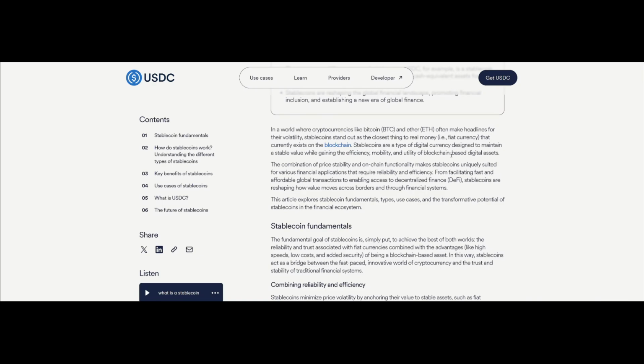You don't make money on these unless you're getting a yield because you're farming it or you're storing it with a company, right? And then they pay you a yield because they're going to loan that money out to people that need loans. That's another story. That's another video. The combination of price stability and on-chain functionality makes stablecoins uniquely suited for various financial applications that require reliability and efficiency, from facilitating fast and affordable global transactions to enabling access to decentralized finance, DeFi. Stablecoins are reshaping how value moves across borders and through financial systems. Again, DeFi, right? Decentralized finance.